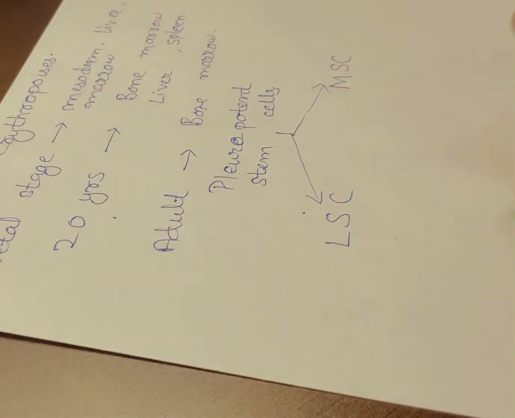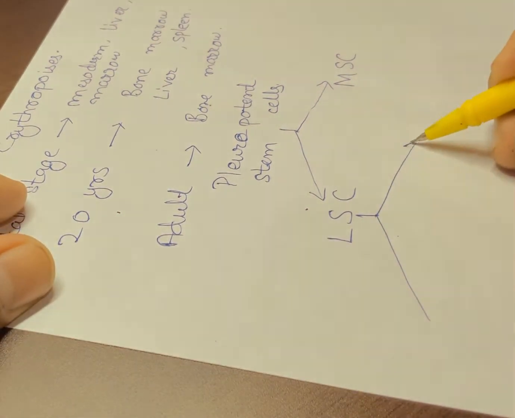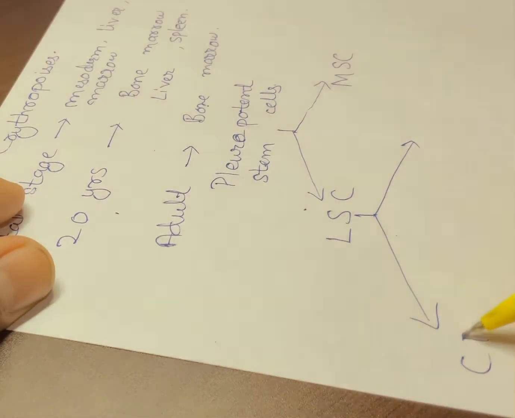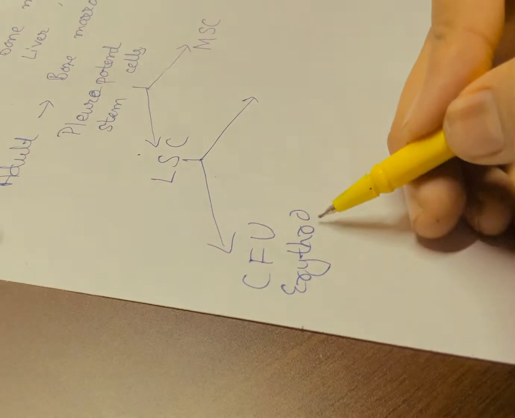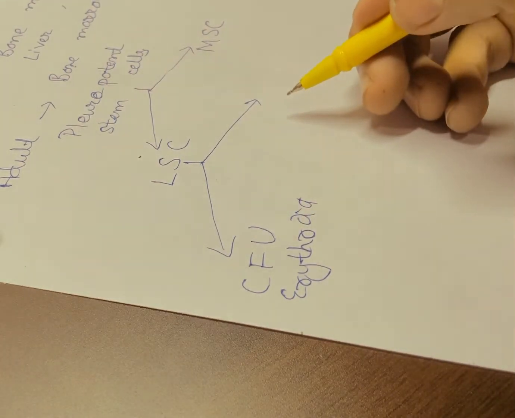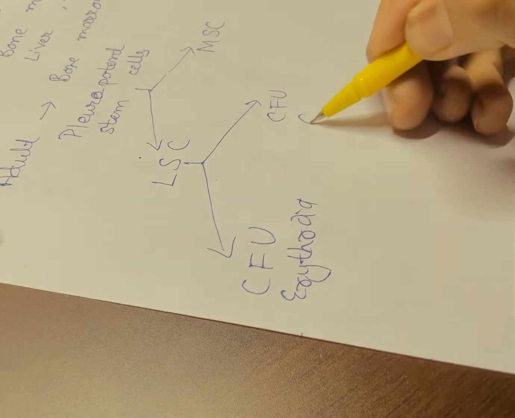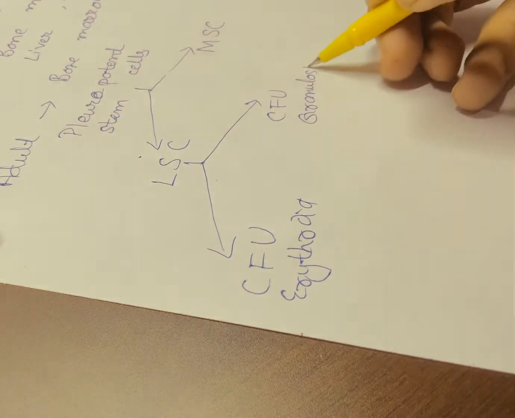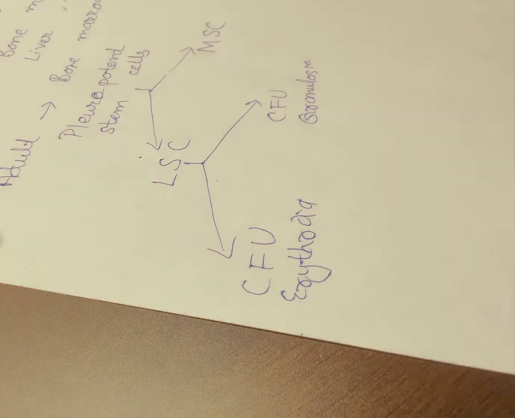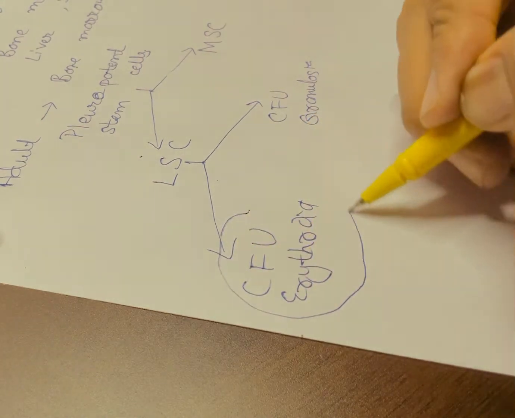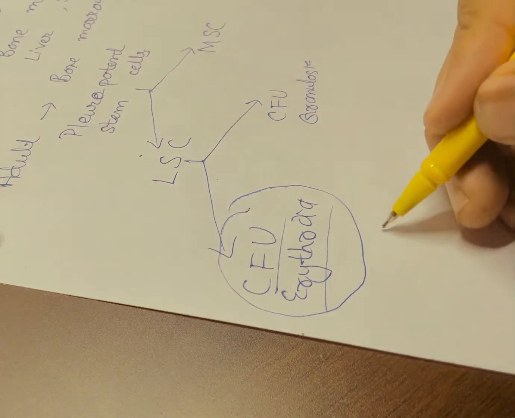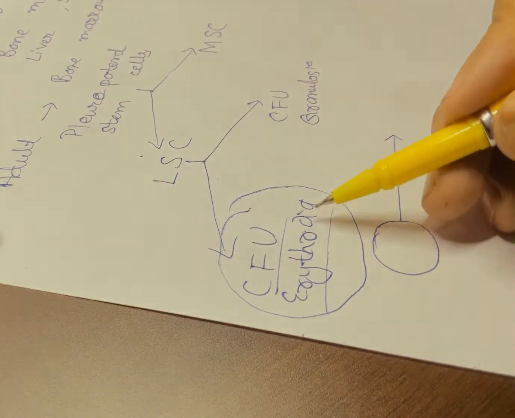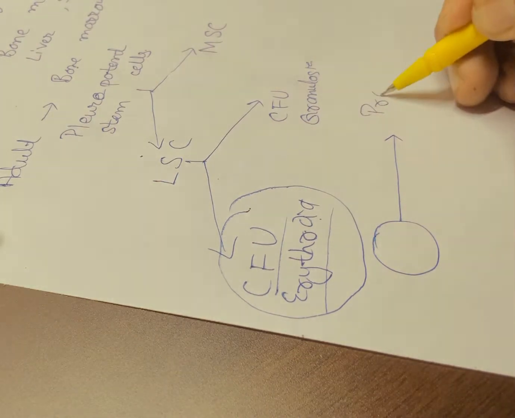Now this lymphoid stem cell further divides into types of cells: colony forming unit erythroid, colony forming unit granulocyte, and colony forming unit myeloid, or something like that. But at this particular time we have to focus on the colony forming unit erythroid. What happens to it? This colony forming unit erythroid gets changed into proerythroblast.